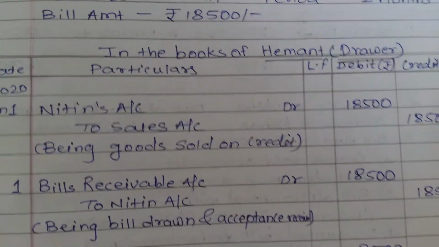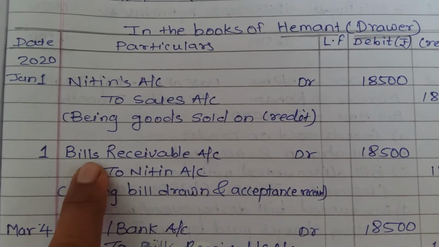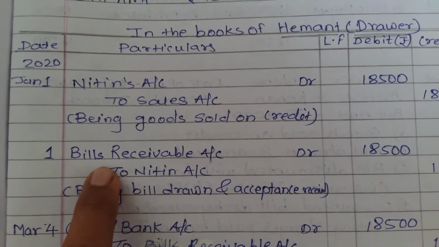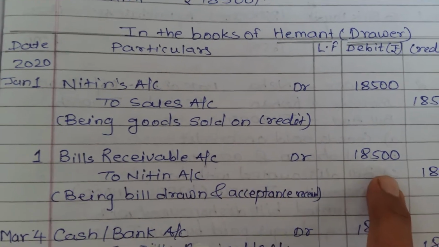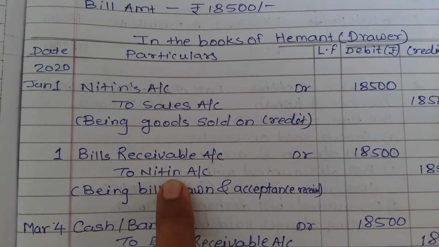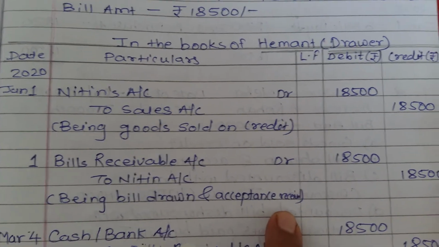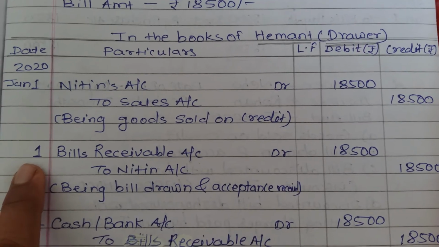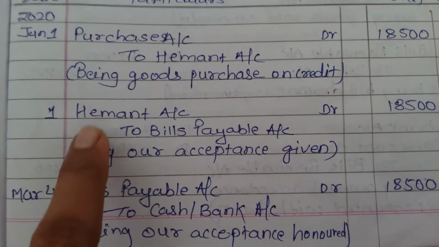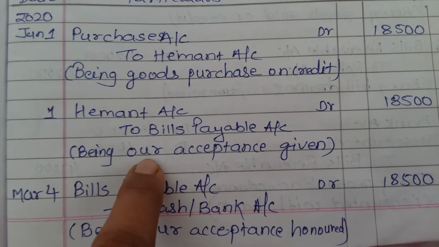Second, we know that the bill is drawn for the period of 2 months, right? So in the books of Hemant, that is the drawer, the bill is drawn. So bills receivable, as we know, is a real account. Debit what comes in, Hemant is receiving the bill. So bills receivable account debit 18,500 to Nitin account, who is giving the bill after acceptance, after signing. So Nitin account is credited, being bill drawn and acceptance received, right? The date is the same because in the question the date is the same. Now in the books of the drawee, Hemant account to bills payable account, being our acceptance given, right?